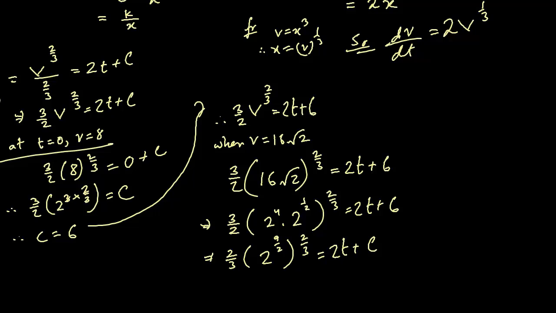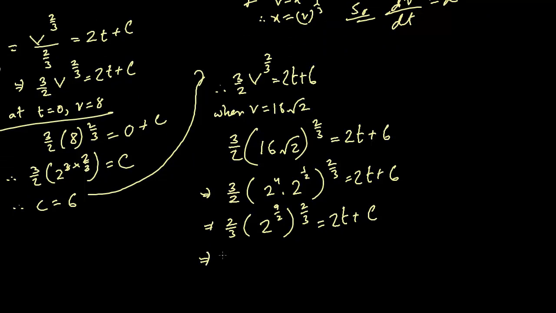So what we can do over here, we can multiply the power. So this is 3 by 2 into 2 to the power 9 by 2 multiplied by 2 by 3. This 2 and this 2 cancel, and 3 3s are 9. It equals 2t plus c. So 2 to the power 3 is 8. So 3 by 2 into 8 is going to be 12. Therefore 12 equals to 2t plus 6.